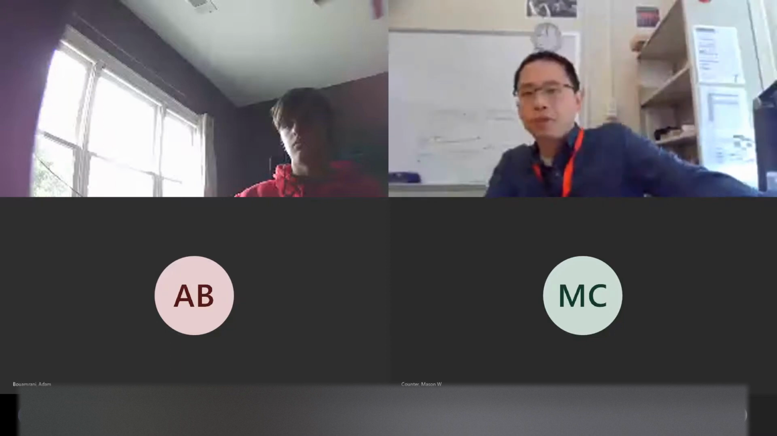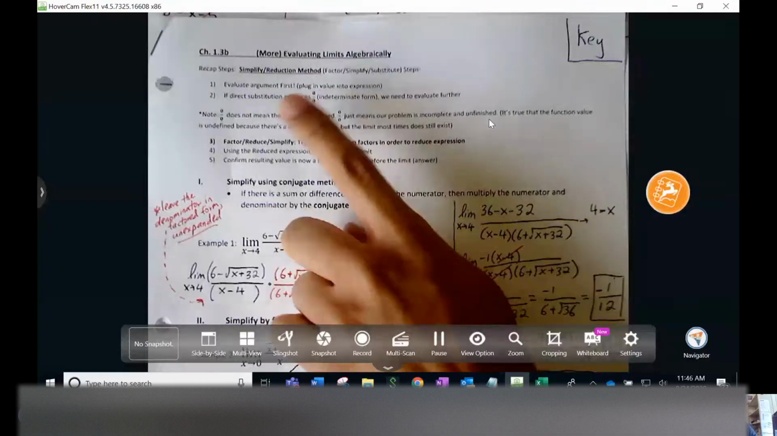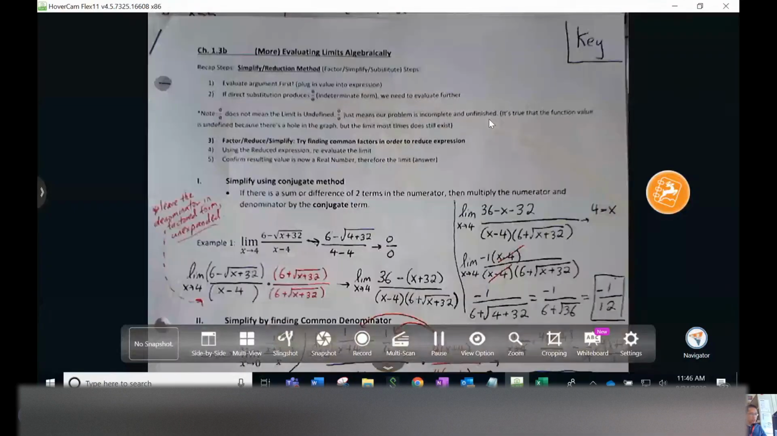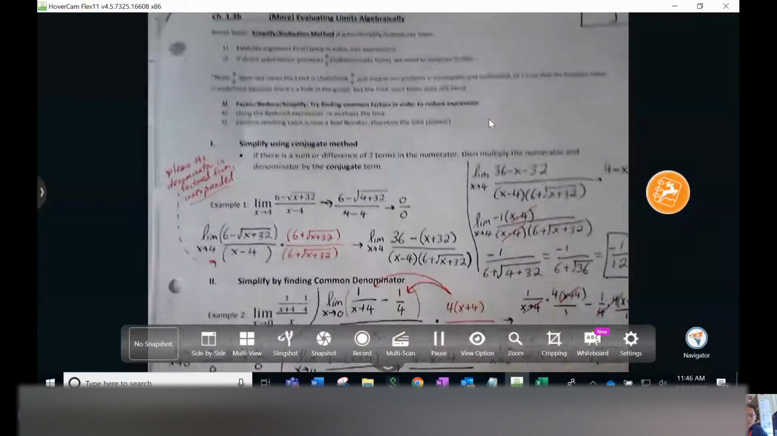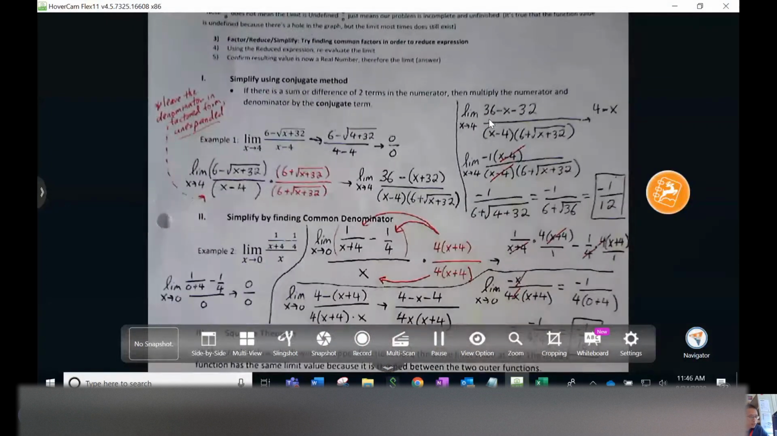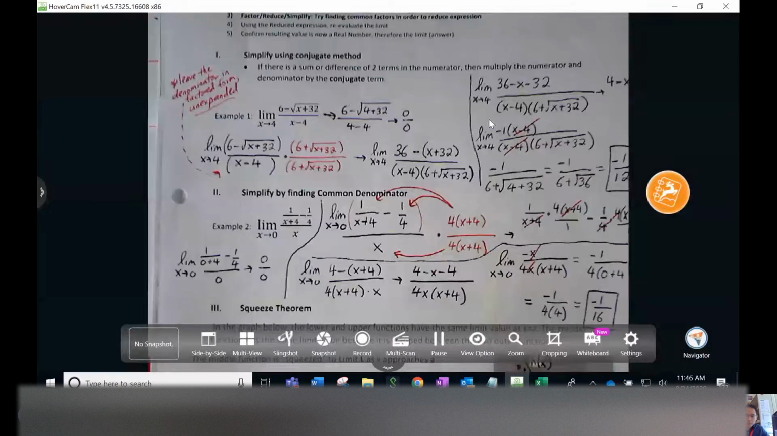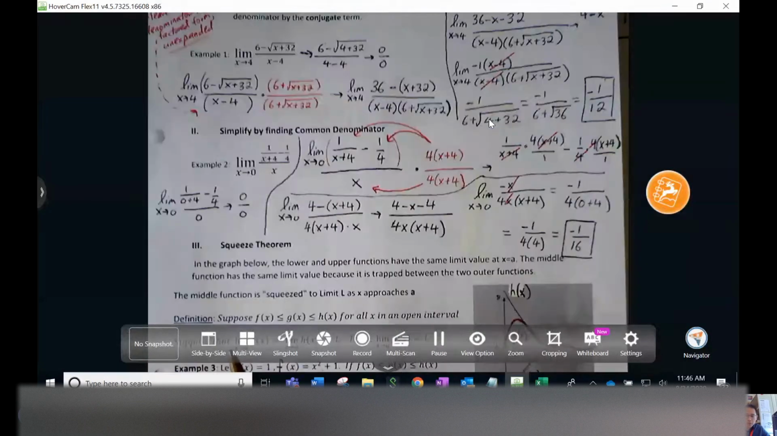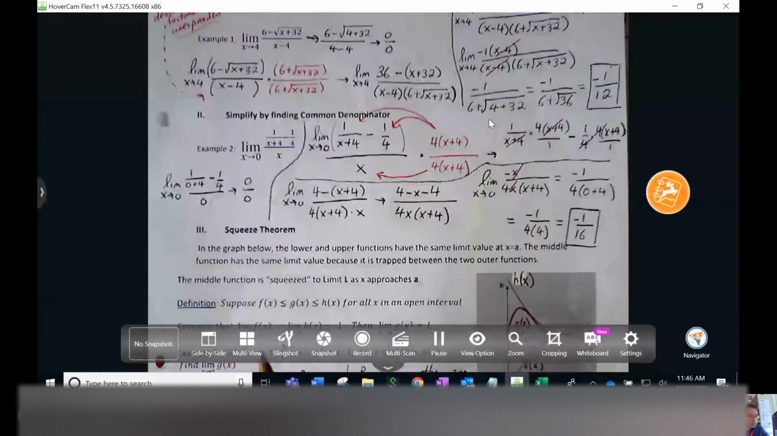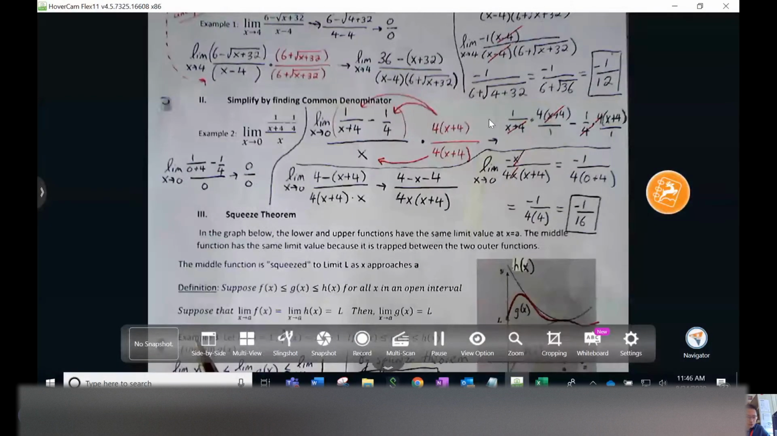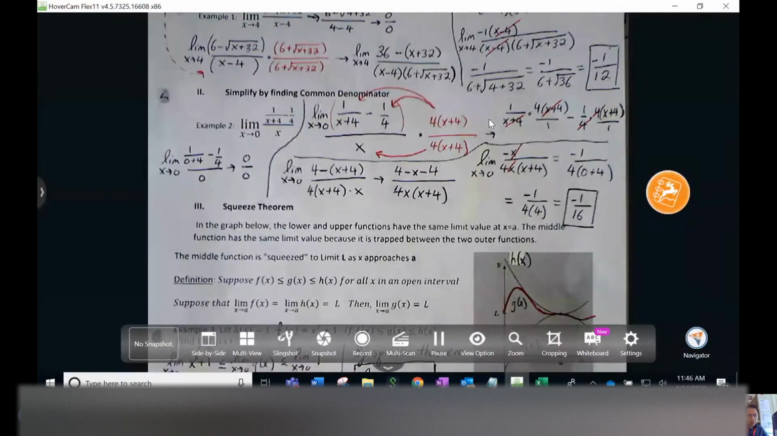This is off of 1.3b. We did conjugate practice. We did common denominator practice, or introduction and review. But we haven't done squeeze theorem. So let me spend a minute just going over squeeze theorem. It's an easy concept. I just want to go through an example with you, make sure those make sense. And then we will do review.